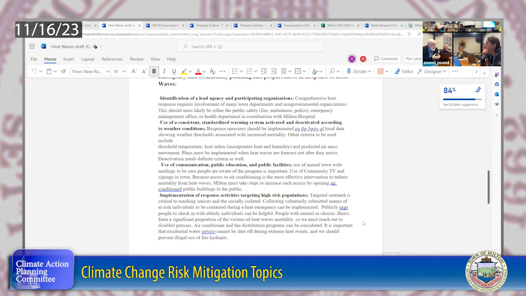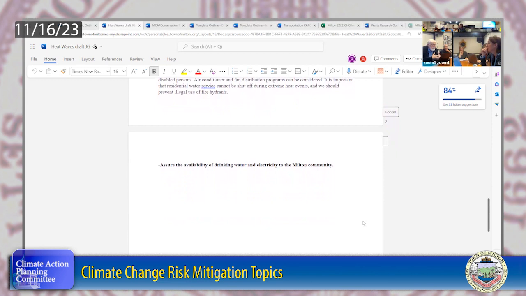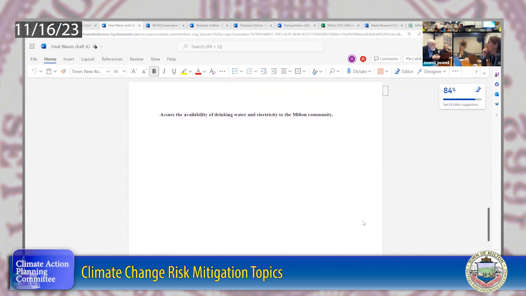And the fact that people with mental or chronic illnesses form a significant proportion of victims of heat waves is well known. So you have to have a mechanism for outreach to these people as well as disabled people. And finally, assuring the availability of drinking water, because having water available and drinking more is important. And also making sure that the electricity is working for the community. So these are the things that I thought about in terms of dealing with heat waves on individuals.